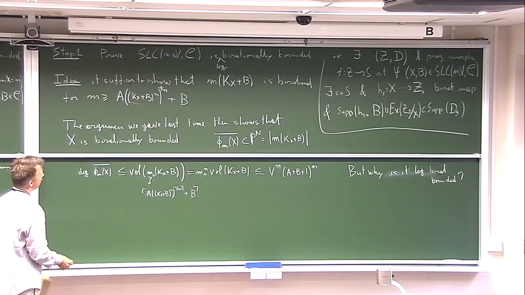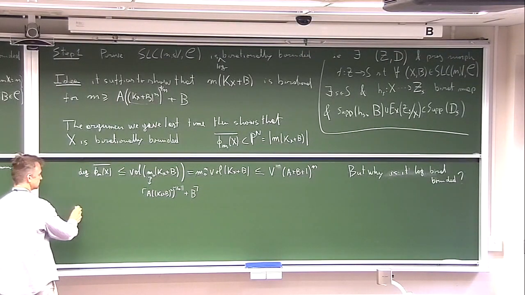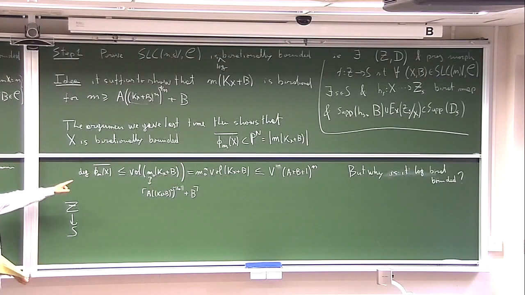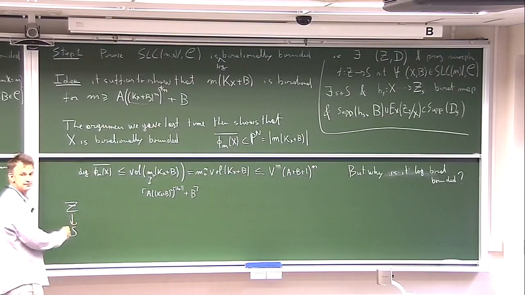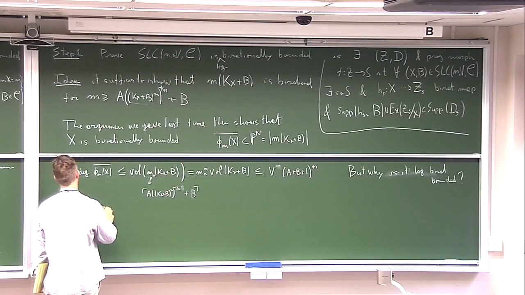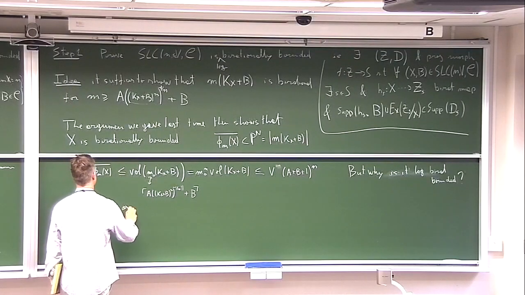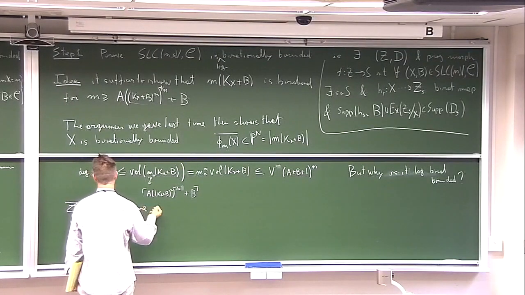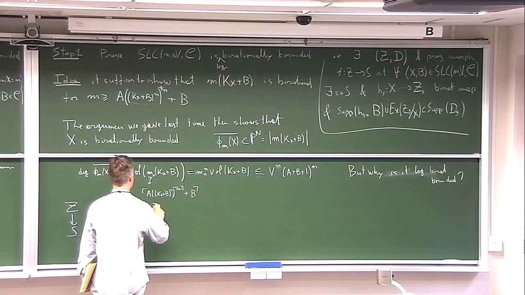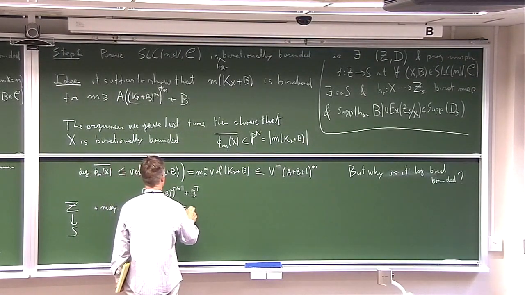Okay, so so far what have we done? We've constructed this family Z over S, such that for any such X, there's a fiber of this which is birational to X. Now, once you have a family, first of all, we may assume that this family is smooth.